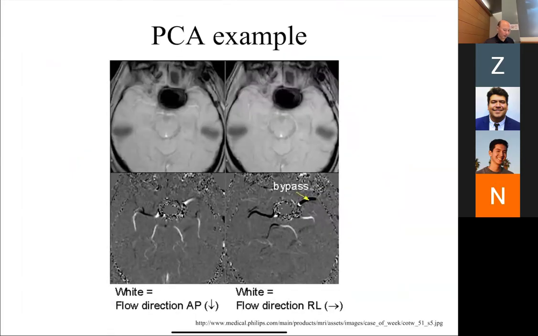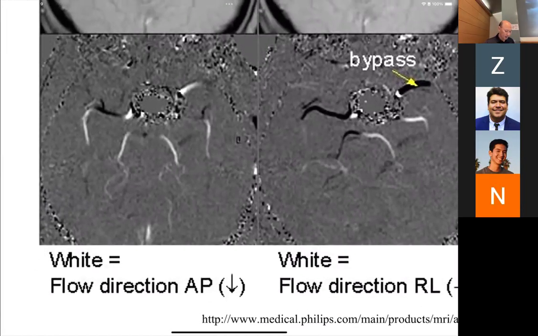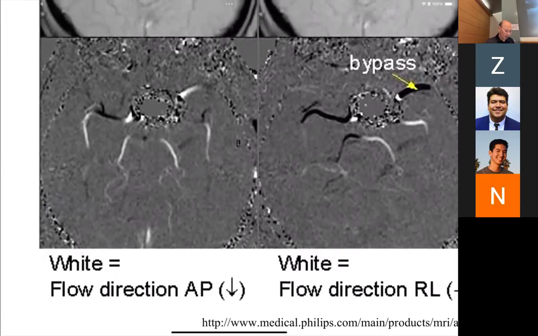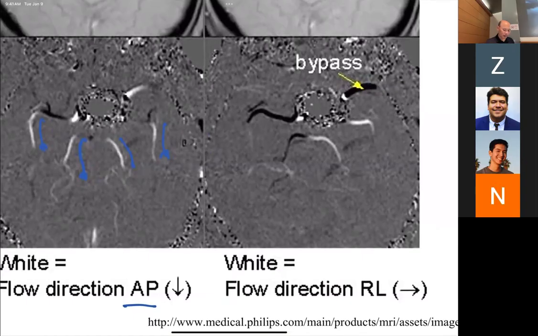Here's another example where the white is showing flow in the anterior-posterior direction, from the front to the back of the brain. You can see there's flow going to the back of your brain. And then here, this is the left-right flow. You can see this vessel is flowing this way, and this vessel has blood flowing that way. Okay.